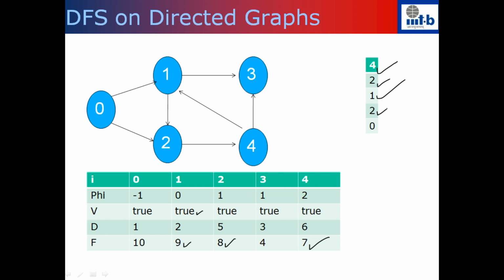When I pop something out of the stack, if the flag is already true, then I check whether f of u is 0. Only if f of u is 0, then I change the f of u value to be the next count. If f of u has already been set, we do nothing. Okay. So now the only element in the stack is 0. I pop this out. I set the f function to be 10.